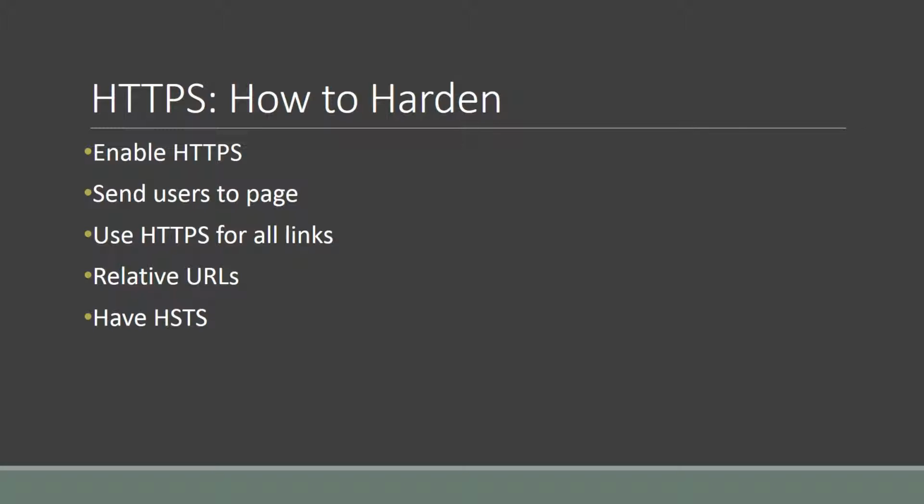How to harden HTTPS. There are 5 steps to help harden HTTPS. First step would be to enable HTTPS on your site to achieve potential security. Second, all the users that access your site and search engines need to be sent to the HTTPS page. Third, all links and resources need to use HTTPS to cause fewer problems and to secure the domain. Fourth, HTTPS resource needs to have all relative URLs linked to it. And finally, having HSTS will help prevent unsecured content from being sent to unknown parties.